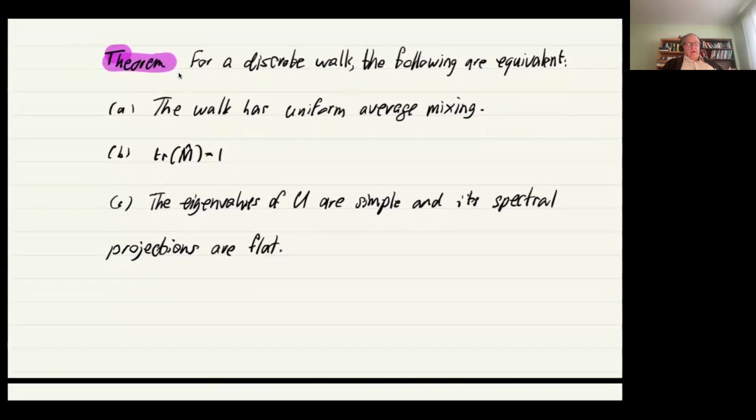then we have a characterization of uniform mixing. So for a discrete walk, the following are equivalent: the walk has uniform average mixing, trace of M hat is 1, and the eigenvalues of U are simple and its spectral projections are flat. Okay, so we have a characterization. Now, one thing this suggests is that the trace of M hat is possibly an interesting invariant of the underlying graph.